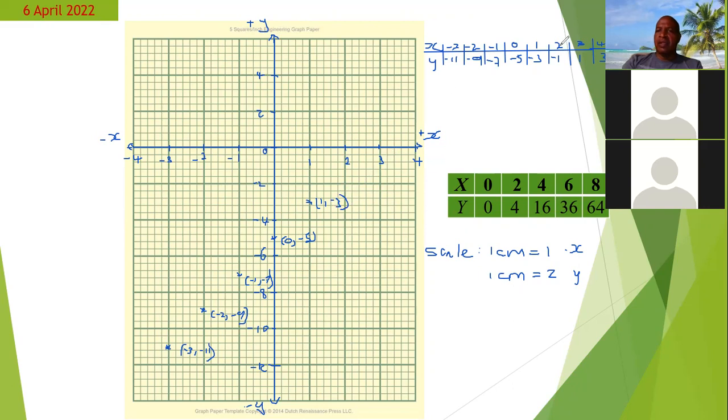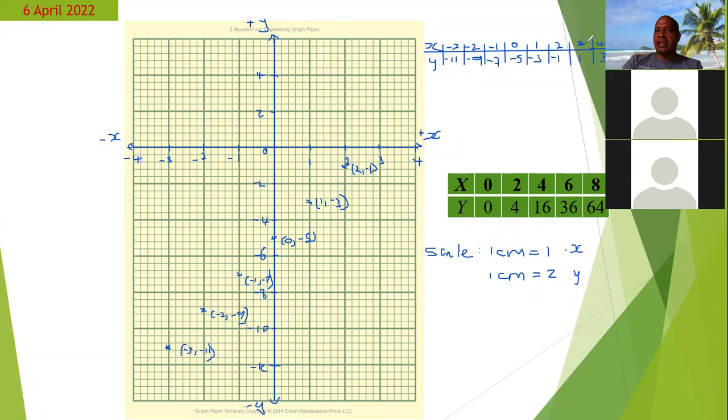And then now you will next have x equal 2 and y equal -1. Now you go to 2, and between 0 and -2, you would have -1. So you go in the middle of that centimeter box. So x equal 2, y equal -1 would be right here, and that would give you your point there.